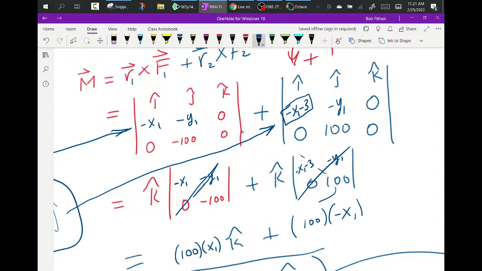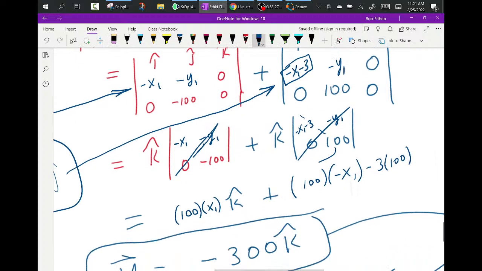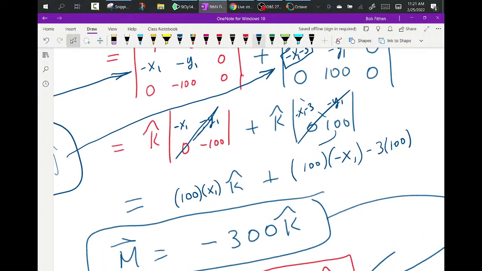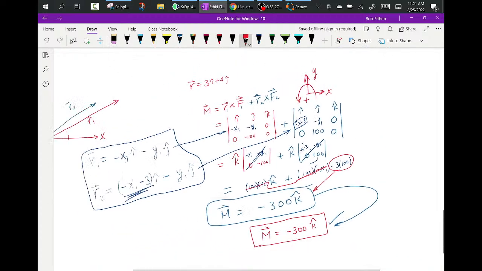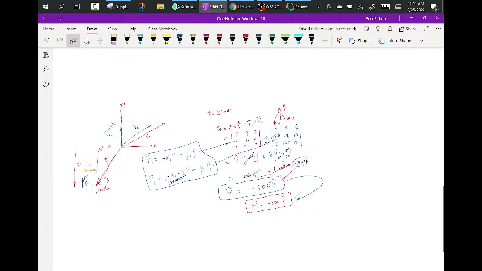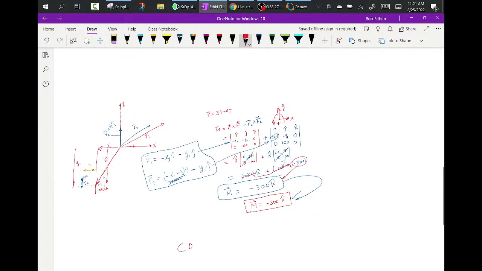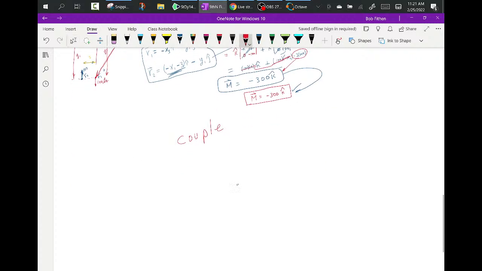You know what? I think what I'll do is split them. Minus 3 times 100. First thing you see is that this cancels that. And guess what you get? You get back that. So in effect, this is a very interesting thing because this is something that's called a couple. Meaning you have a force anywhere in a plane.